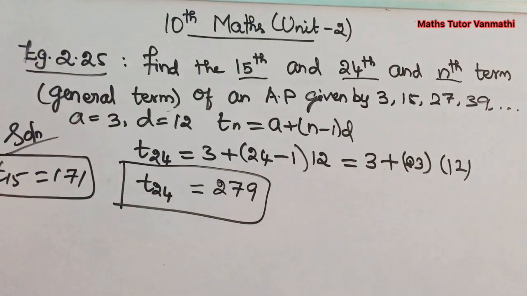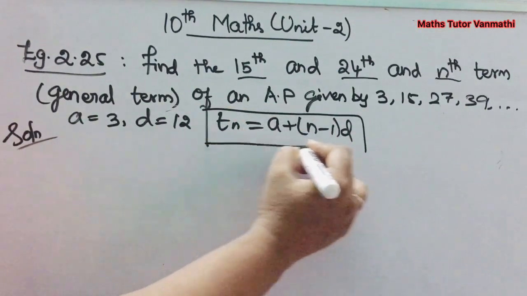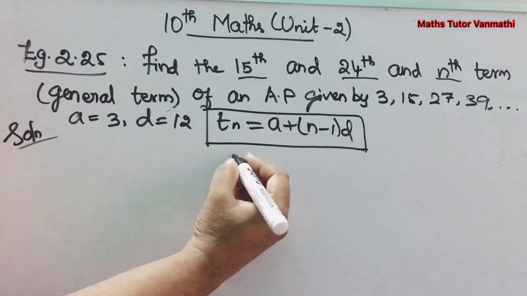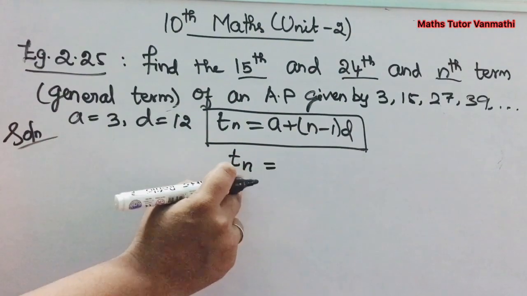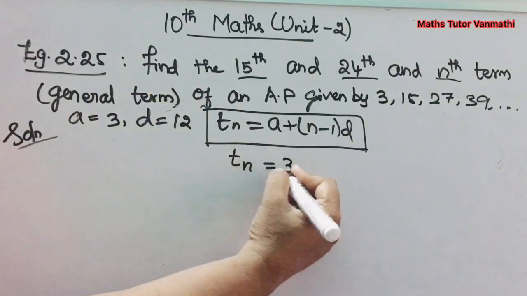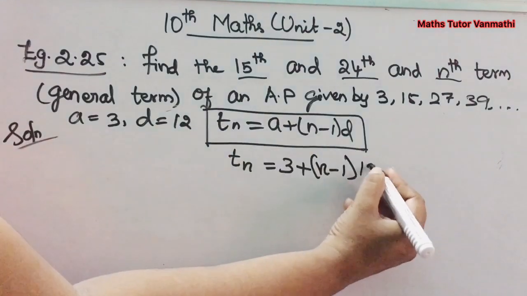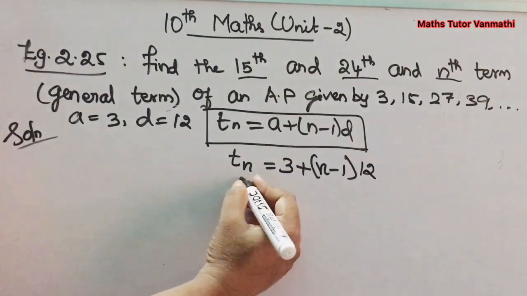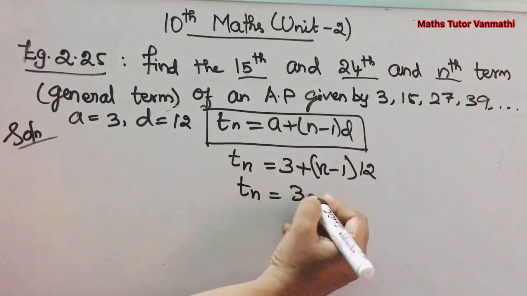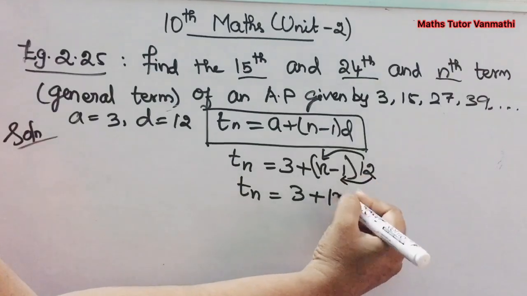Next we are going to see Tn, that is your general term, we are going to calculate. Using this general term format, we are going to find the nth term only. So keep n as it is. Tn is equal to, what is your A? 3 plus, what is your n? n minus 1 into, what is your D? 12. Clear? Therefore, Tn is equal to 3 plus 12 into n, 12n, minus 12 ones are 12.